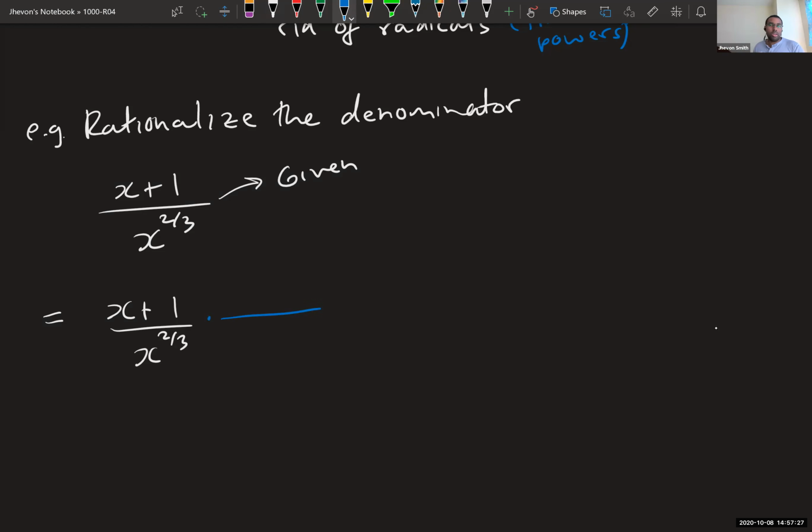Cross multiplication is allowed if you're given an equation. You can manipulate it like that. But here I'm just given an expression and I want to rationalize it. How can I get rid of the fractional power in the denominator is what you should be thinking. What is the nicest, smallest thing that I can multiply and divide by that's going to get rid of that fractional power?